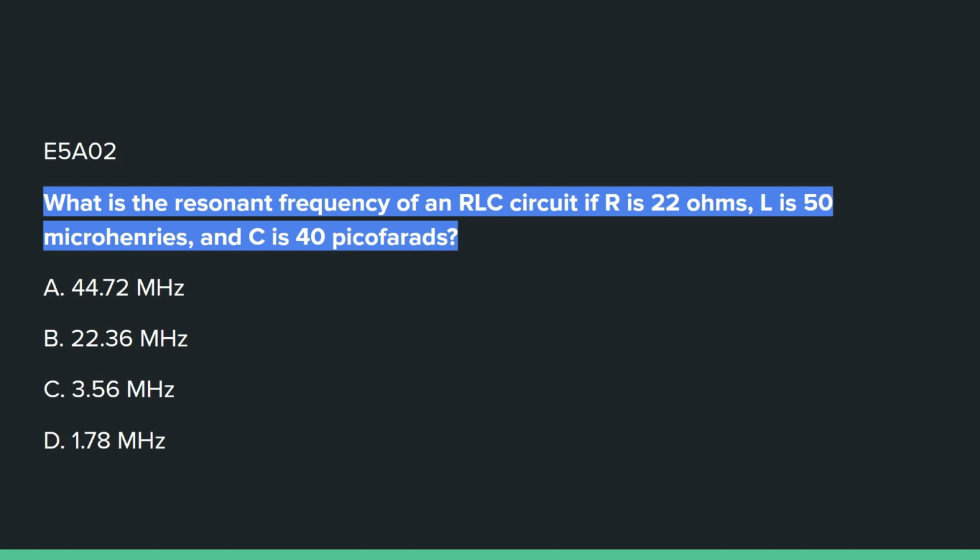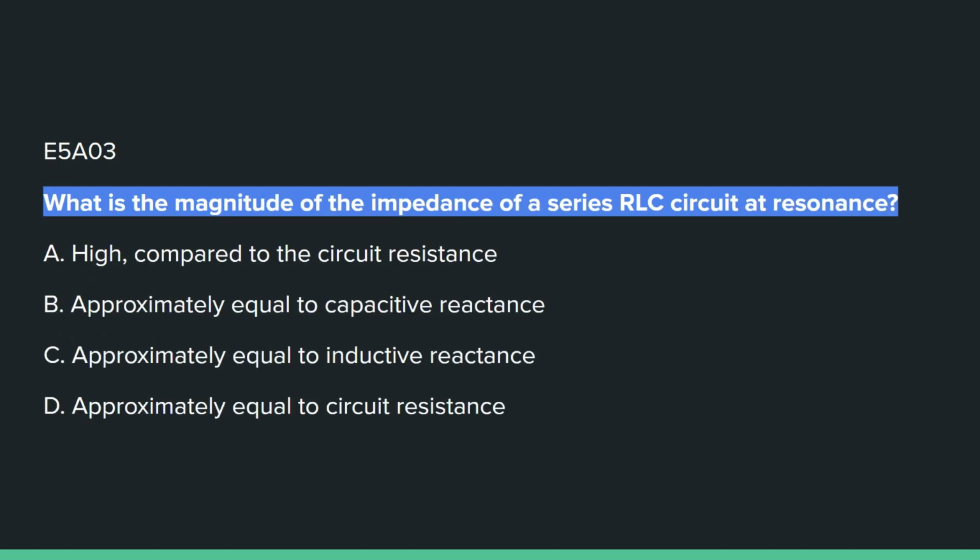E5A02, what is the resonant frequency of an RLC circuit if R is 22 ohms, L is 50 microhenries, and C is 40 picofarads? Answer is C, 3.56 megahertz. E5A03, what is the magnitude of the impedance of the series RLC circuit at resonance?